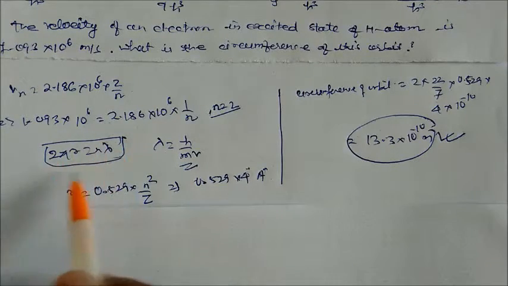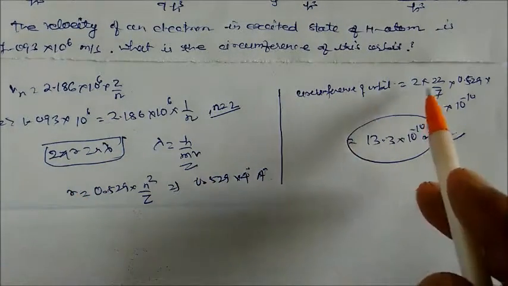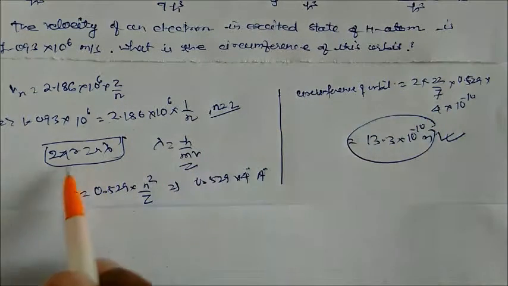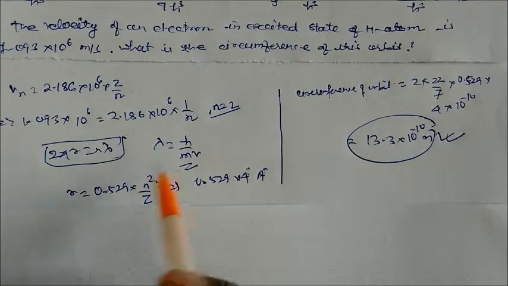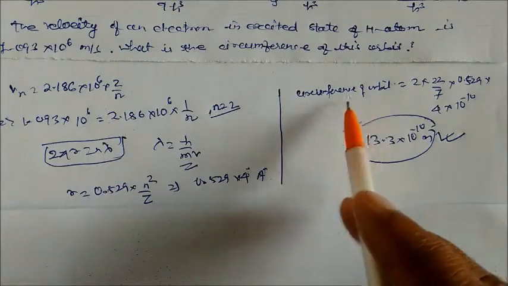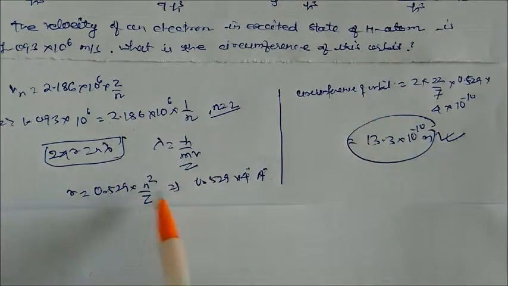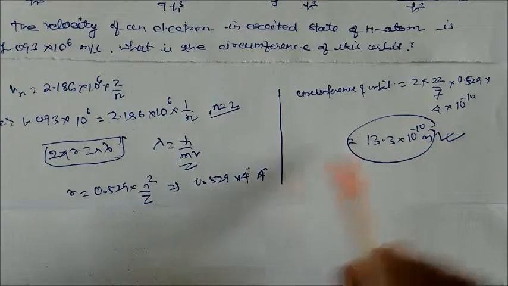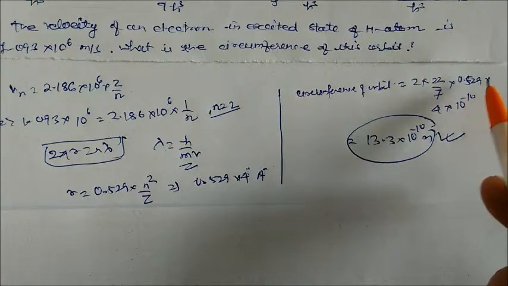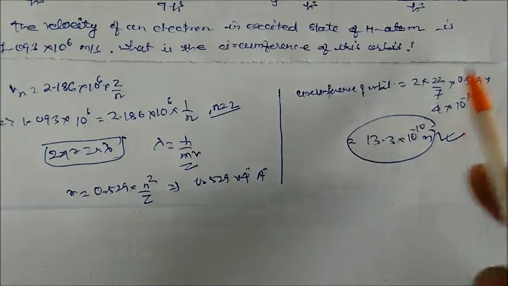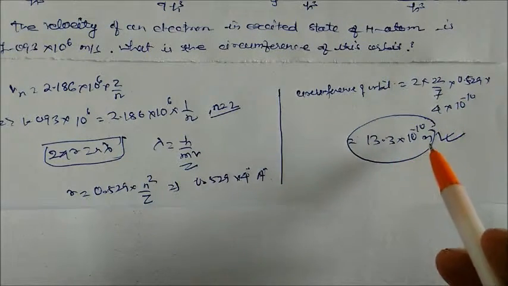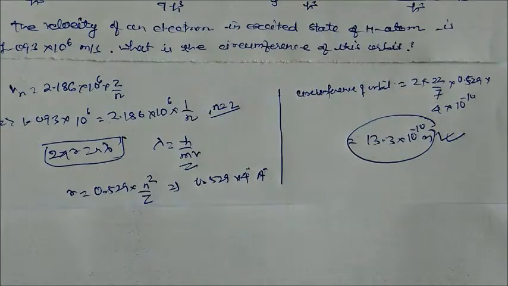Now the circumference of the orbit, that is 2 pi r, is given here. The value of r we know. So the circumference of the orbit is 2 pi r, with r equal to 0.529 into 4 into 10 power minus 10 meter, in angstrom units. On solving you will get 13.3 into 10 power minus 10 meter. So this is our answer.